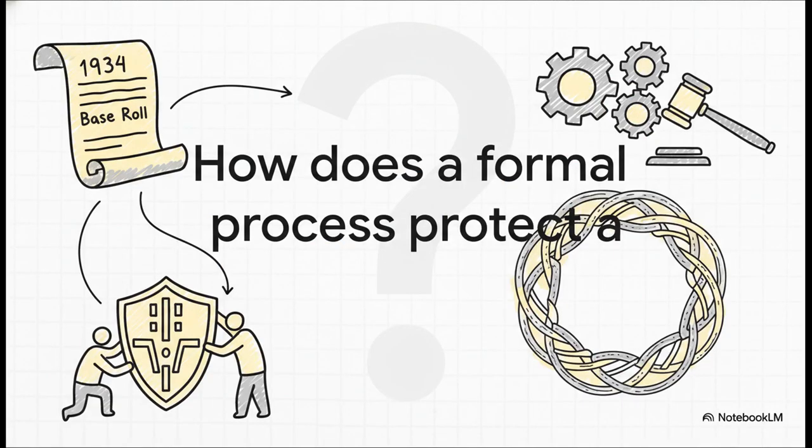So we end up right back where we started, but maybe with a new perspective. When you look at all these detailed rules, from a census roll in 1934 all the way to the finality of an appeal, you start to see it's not just a procedure. It's a sovereign nation using a formal legal process to define, preserve, and protect its most valuable asset, its own identity.